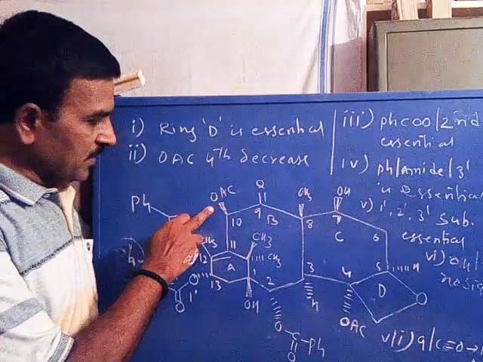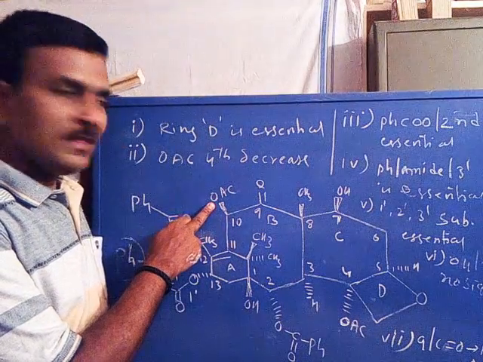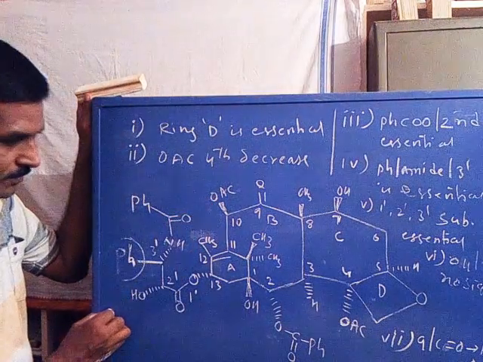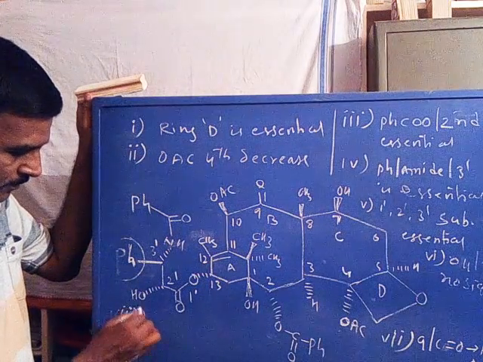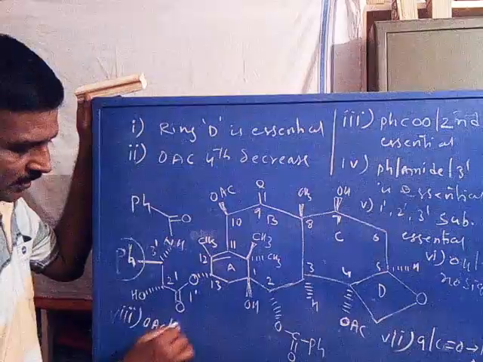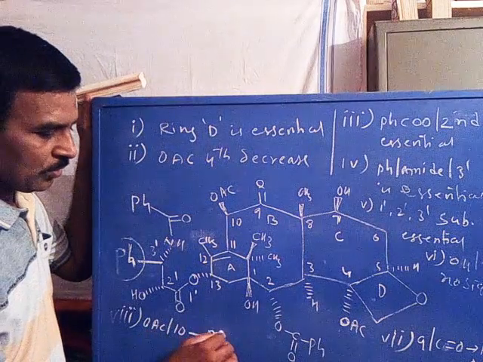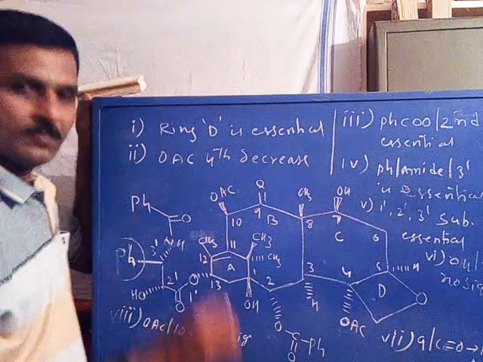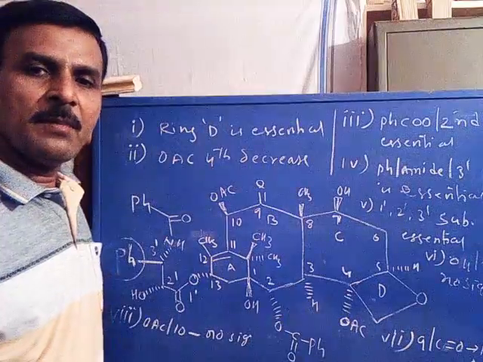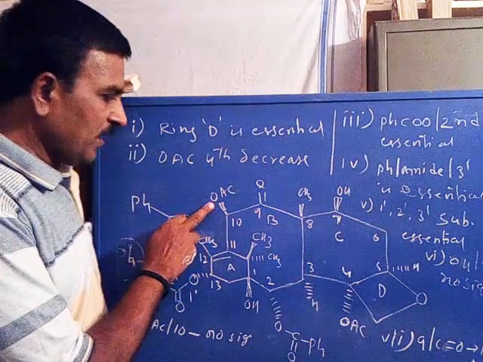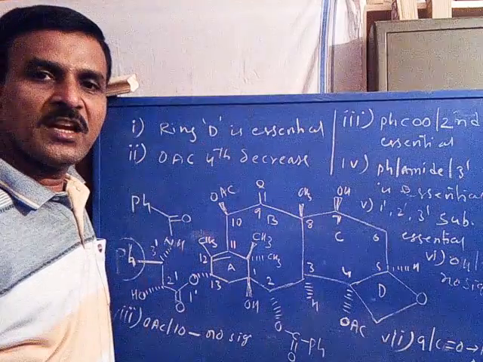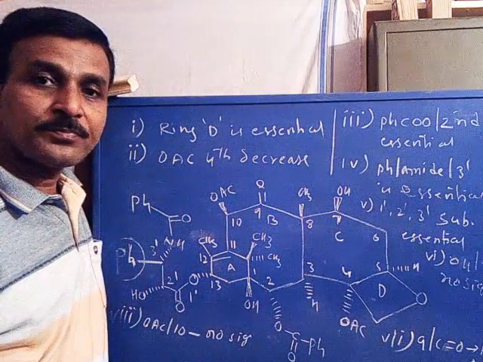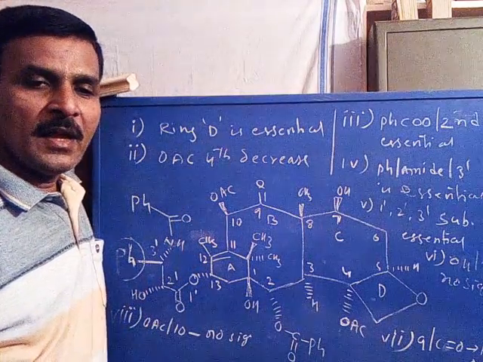Now the other, this OAC on the 10th carbon. OAC on the 10th carbon has no significance, whether it can be replaced or not. The presence of the OAC group on the 10th carbon has no significance. It can be replaced. There is no change in the activity.